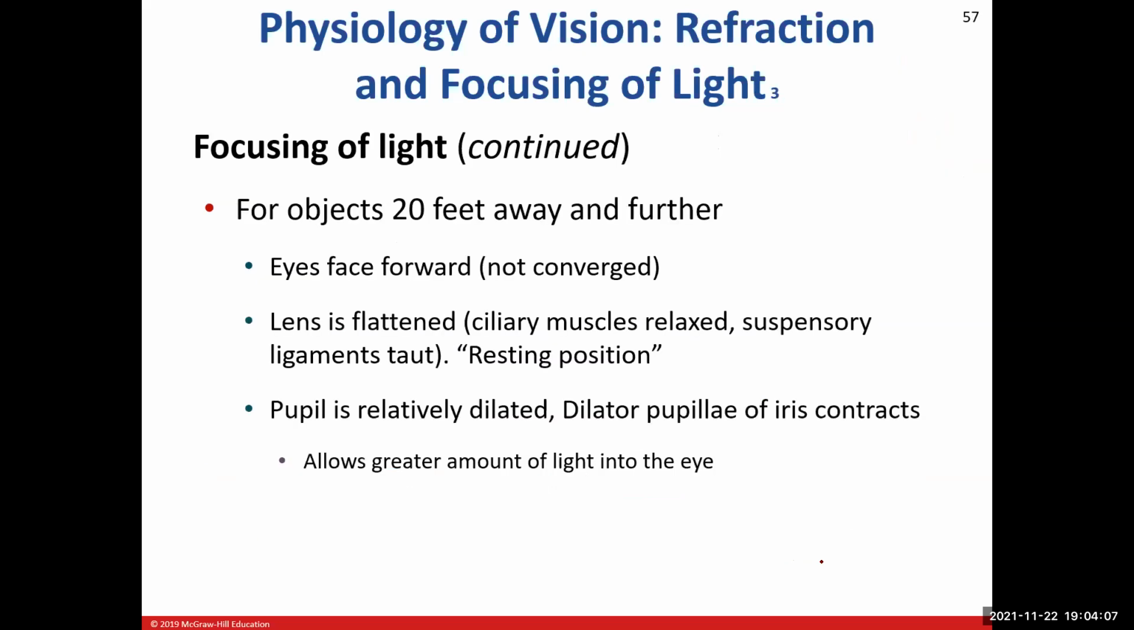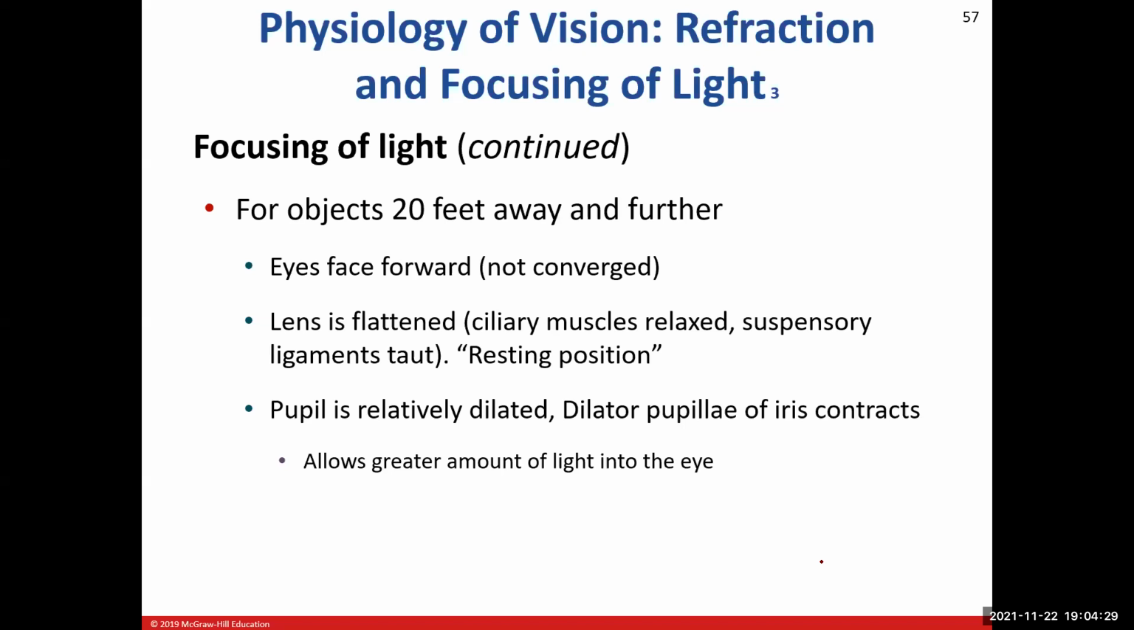All right, so now what happens when we look at something further away? If you're driving along and following a car, and you want to remain 50 yards back from this car, to have a safe following distance, you're looking at that car in the distance. So here's what happens.